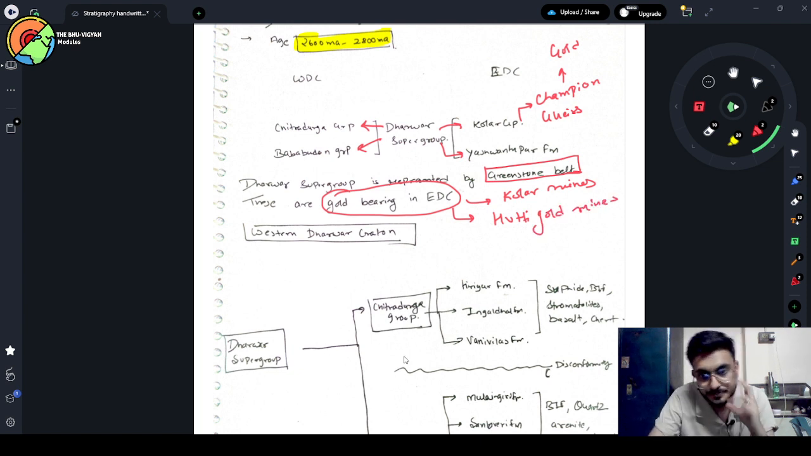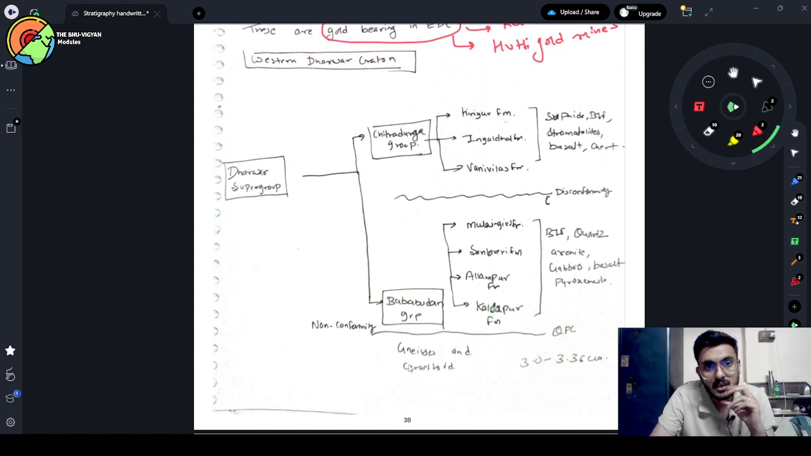Now if we see the composition of the Dharwar supergroup, here we have the basement. Then here we have a quartz pebble conglomerate. Then we have a Baba Budan group. In Baba Budan group, we have Kalapur formation, then Alampur formation, then Santori formation, then Mulangiri formation. The composition of all those is BIF, quartz arenite, gabbro, basalt, and pyroxenite.